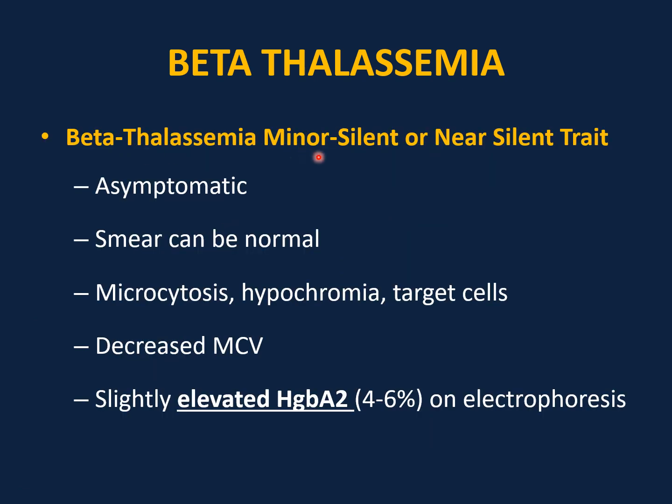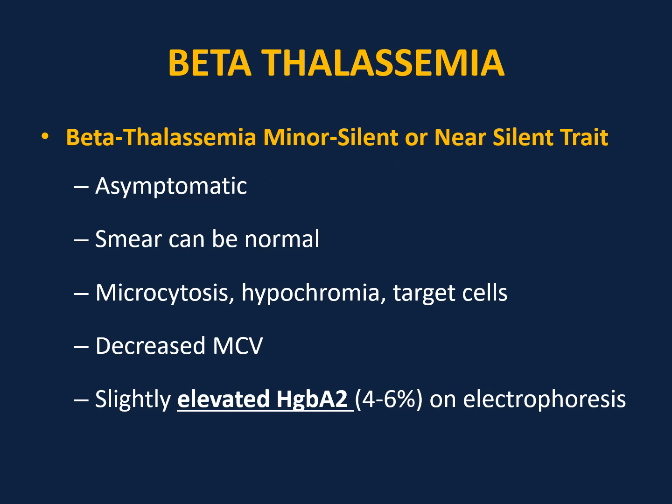Beta thalassemia minor, silent or near silent trait. From the name, it is asymptomatic. The smear can be normal, but mostly will show microcytosis, hypochromia, and may show target cells. Decreased MCV, so it is microcytic. A slight elevation of hemoglobin A2 on hemoglobin electrophoresis confirms the diagnosis of beta thalassemia minor. 4 to 6% is commonly seen. So if it's more than 3.5%, it will confirm the diagnosis of beta thalassemia minor.